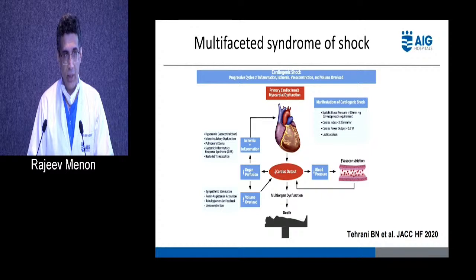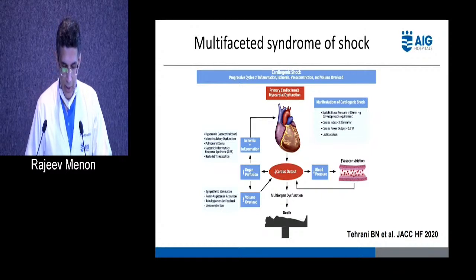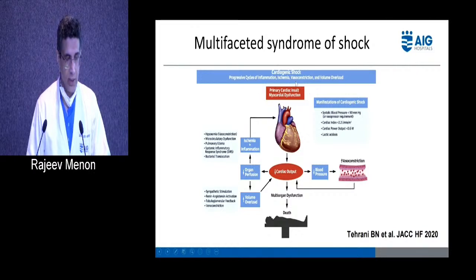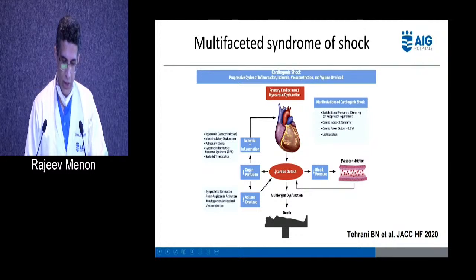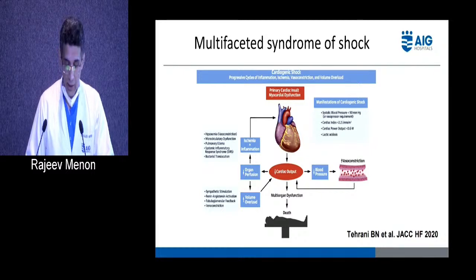The reason for that is shock is not just one entity, but it is a multifaceted syndrome. We think it's just a decrease in blood pressure, but it is a combination of multiple factors. There is an issue of inflammation, there is an issue of ischemia, there is an issue about vasoconstriction and volume overload. So multiple factors together reduce the cardiac output, causing multi-organ dysfunction, and then finally resulting in the death of the patient.